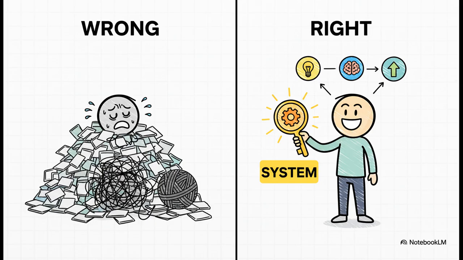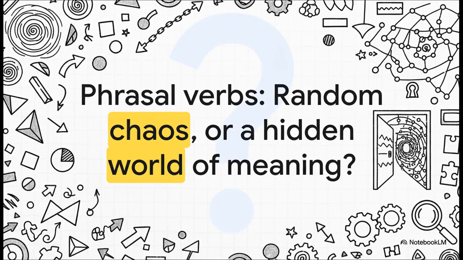So the most important takeaway is this. Please, stop trying to memorize an endless list of phrases. It's exhausting and it doesn't really work. Instead, focus your energy on learning the system, the logic of the particles, and that leap from the literal to the metaphorical. So I'll leave you with this question to chew on. Are phrasal verbs just the random chaos they seem to be at first? Or are they a doorway into a hidden, logical, and really creative world of meaning? Because I promise you, once you see the system, you can't unsee it.